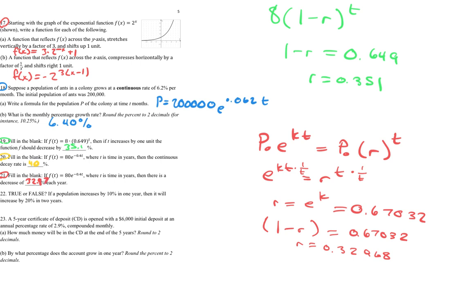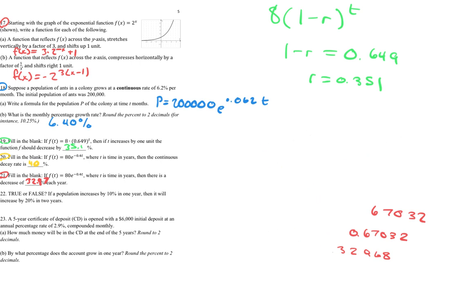So then 22, we have true or false. If a population increases by 10% in 1 year, then it will increase by 20% in 2 years. So this one here, the way that we can check this is by setting up our formula where we have our initial amount times our percent that we're increasing by to the t. So then we can just see what happens if we plug in t equals 2.